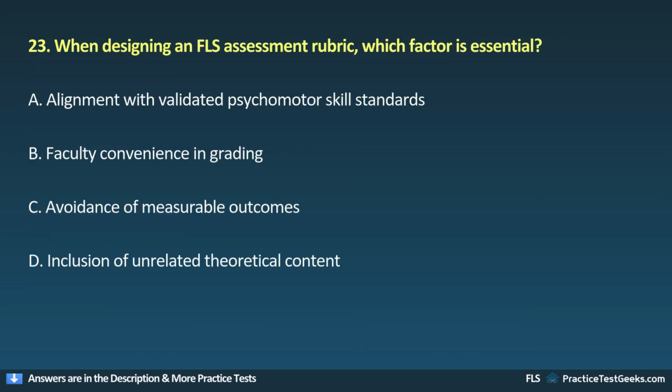23. When designing an FLS assessment rubric, which factor is essential? A. Alignment with validated psychomotor skill standards. B. Faculty convenience in grading. C. Avoidance of measurable outcomes. D. Inclusion of unrelated theoretical content.